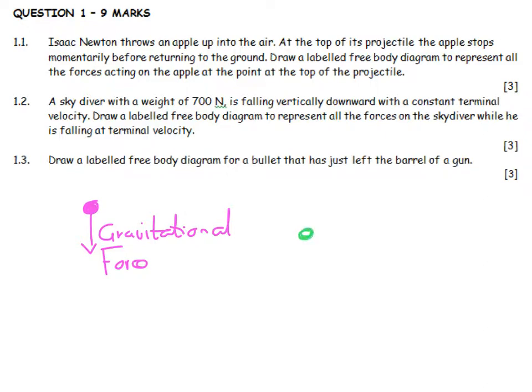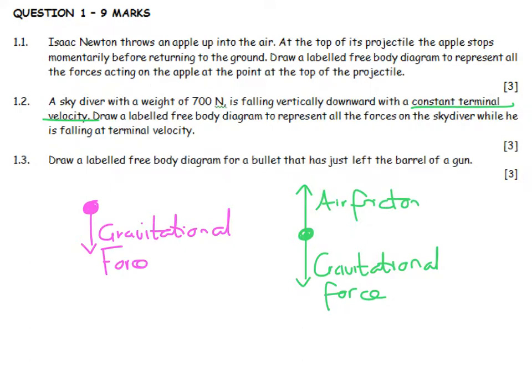We've got a skydiver. He has a weight of 700 newtons, so you can either write weight or gravitational force downwards. He is going at a constant terminal velocity. That means that the forces on him must be balanced. So those two lines must be exactly equal, and that is air friction or air resistance.